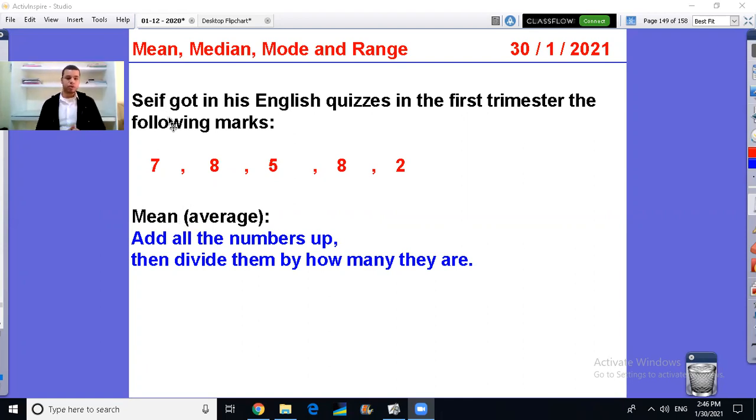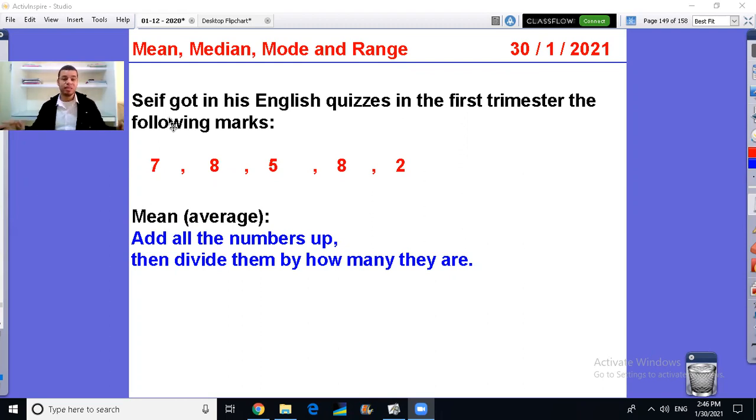All right, so just before we start, this is how we describe a set of data. For example, if your parents come and ask me in the parent-teacher conference, which is going to happen a week from now, about your grades or your marks, I'm not going to tell them that Safe got in the first quiz 7, the second quiz 8, the third quiz 5, the fourth quiz 8, the fifth quiz 2, and if I have more, they're just going to yawn and they're not going to get anything from what I'm saying to them.